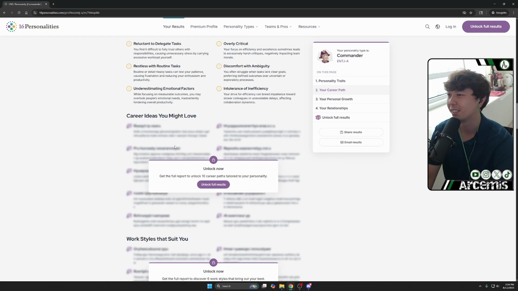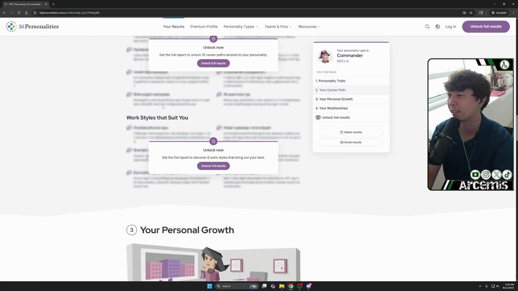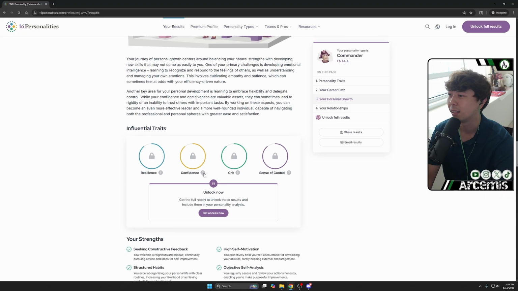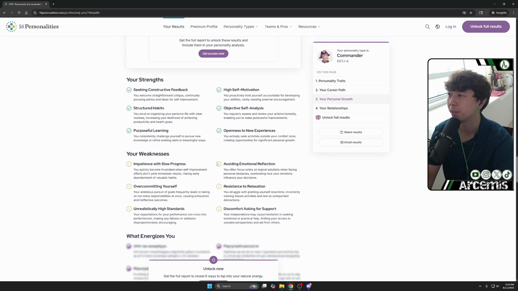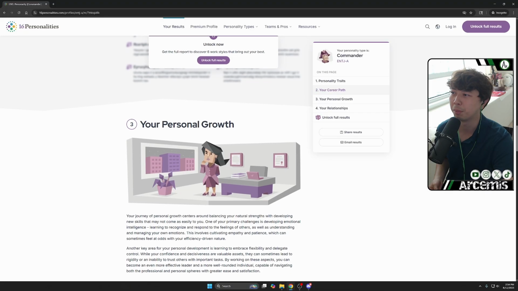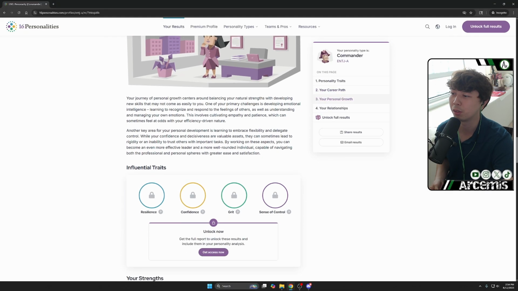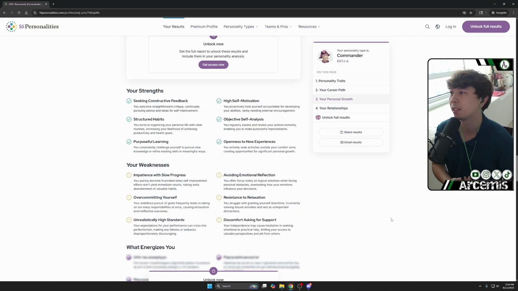Oh yeah. So there's a few other things that you can unlock to get more details, and a lot more reading that you can go through. So apparently there's actually more to this page. There's number 3, personal growth. My strength is seeking constructive feedback. Always, always, always. High self-motivation.